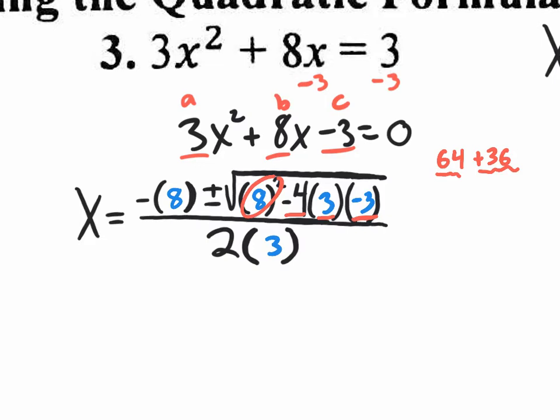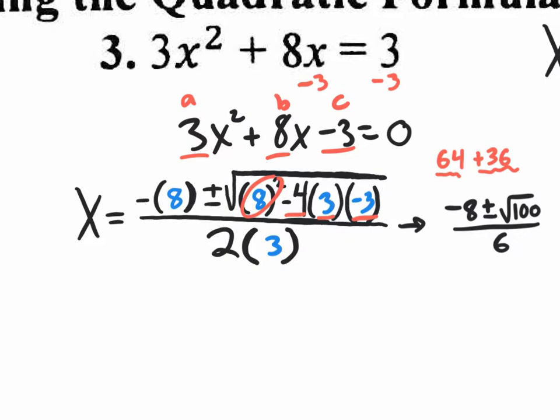So what I truly have is the negative 8 in the front plus or minus the square root of 100 divided by 6. If somebody asks me, will this parabola cross the x-axis one time, two times, or not at all? I already know my discriminant is positive. I know I'm going to get two real answers, so I would say it crosses two times, right? Anyway, let's do the math.